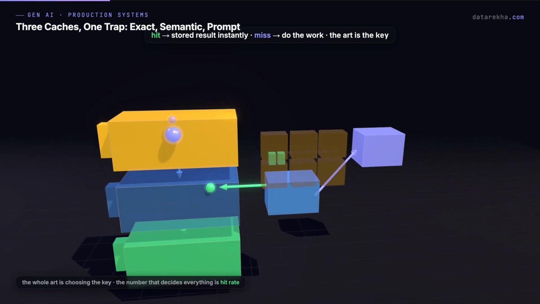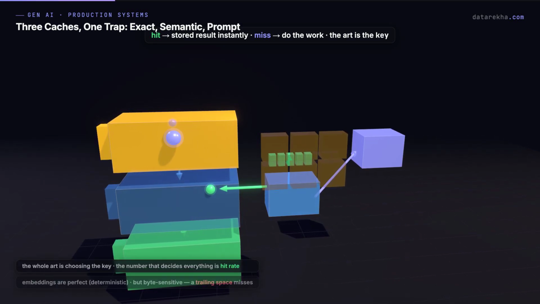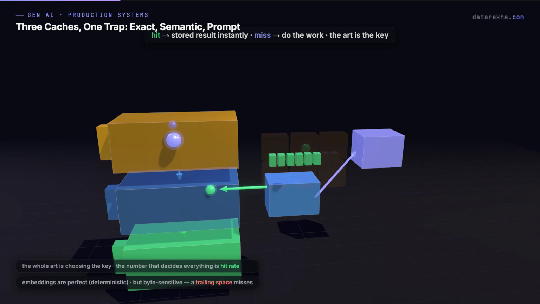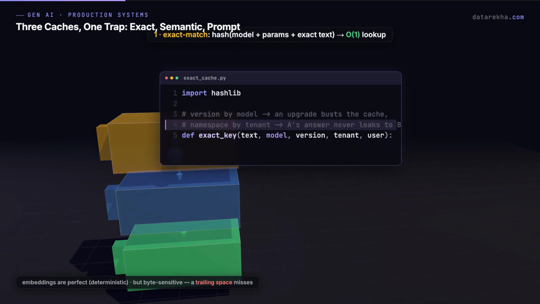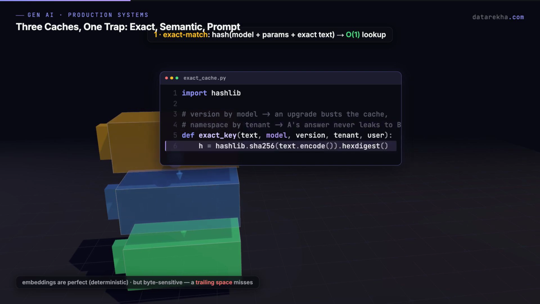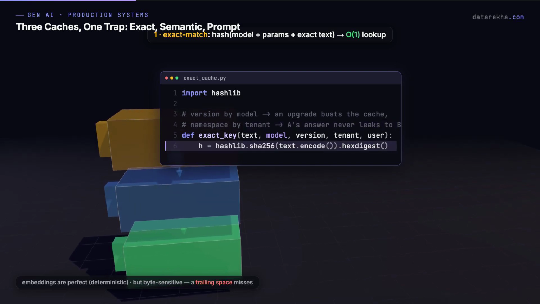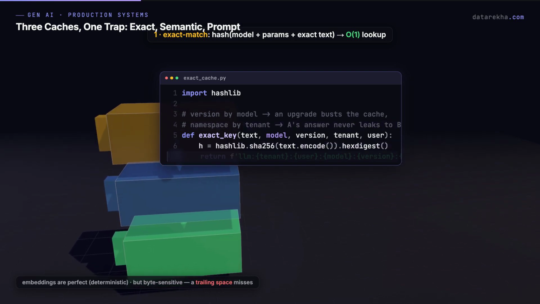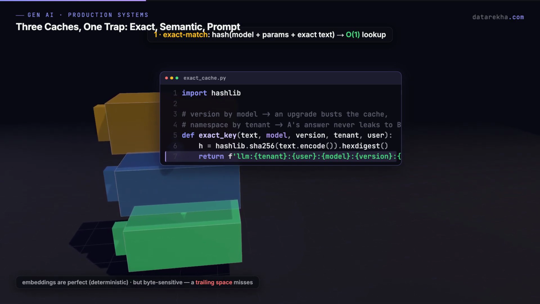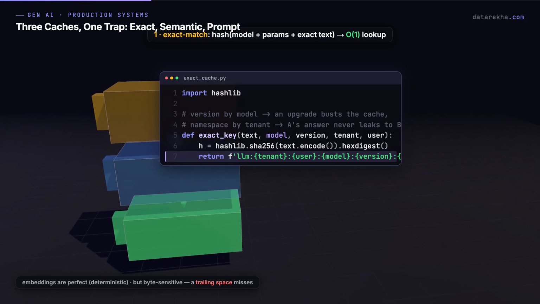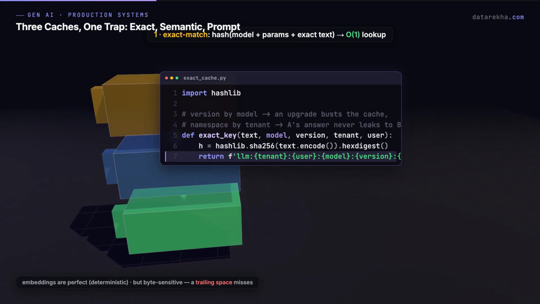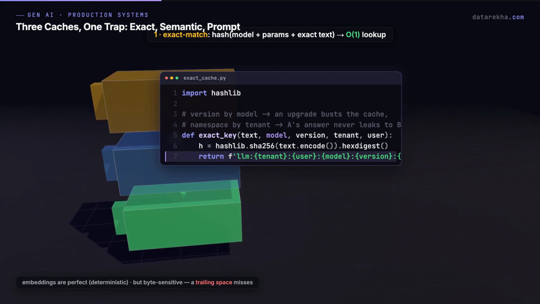Cache 1. Exact match. The key is a hash of the model, the parameters, and the exact input text, and it gives an O(1) lookup. Embeddings are the perfect candidate because an embedding model is deterministic: same text plus model, same vector, so you cache them indefinitely. But it is byte sensitive. A trailing space is a different key, and paraphrases never hit.